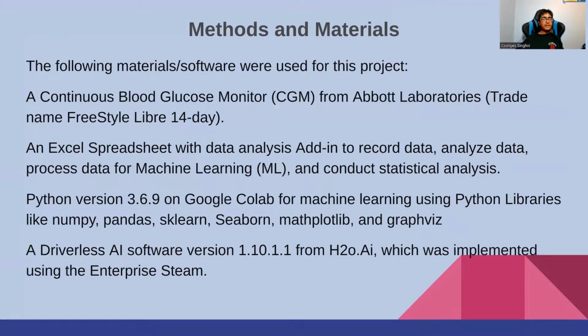Here are my methods and materials. It's a continuous blood glucose monitor, which measures blood glucose levels every 15 minutes for 14 days. An Excel spreadsheet to store and analyze data, Python and Google Colaboratory, and a driverless AI software from H2O AI.